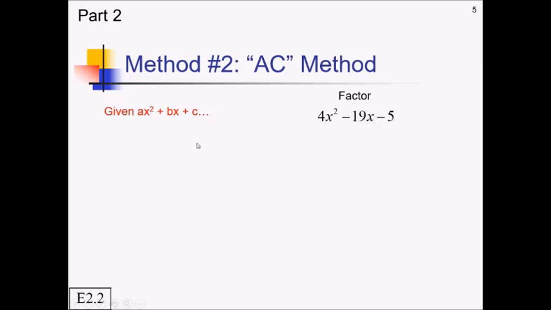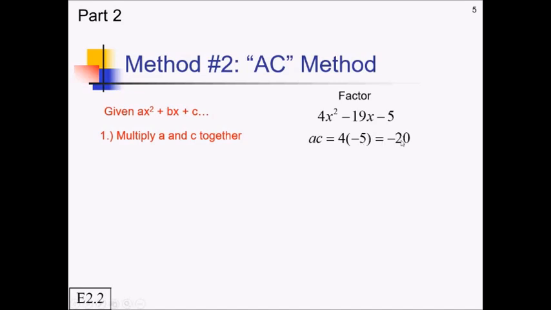And our very first step here, which isn't going to make any sense except for the fact that I'm going to tell you it works, it's part of the process. Our first step is to multiply the a and the c value together. So this 4 and this negative 5, we're going to multiply them together. And in this particular problem, that gives us negative 20.